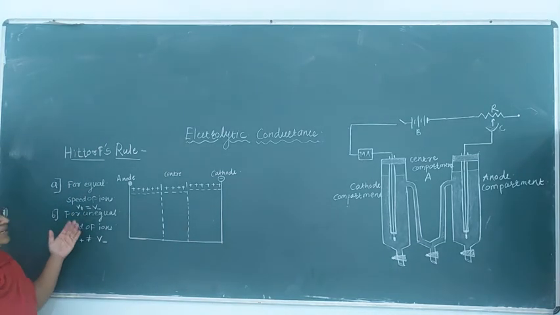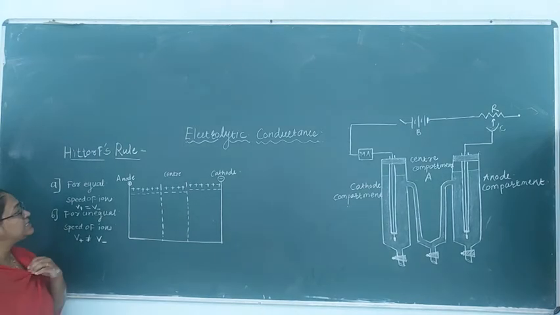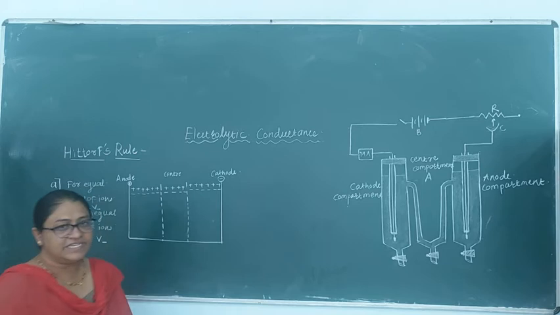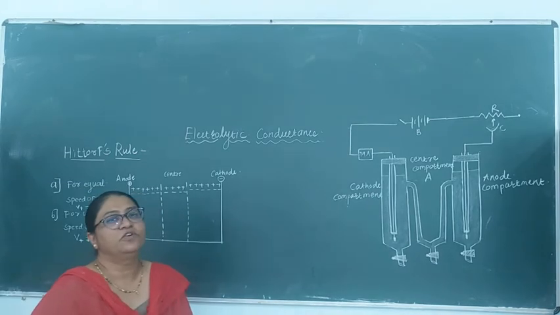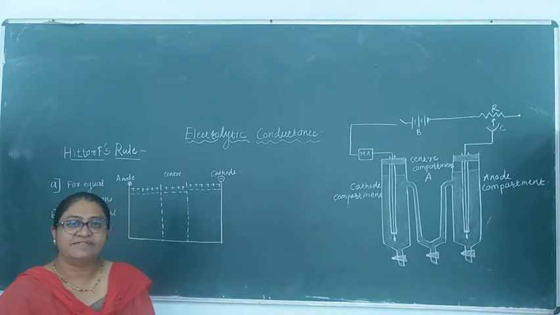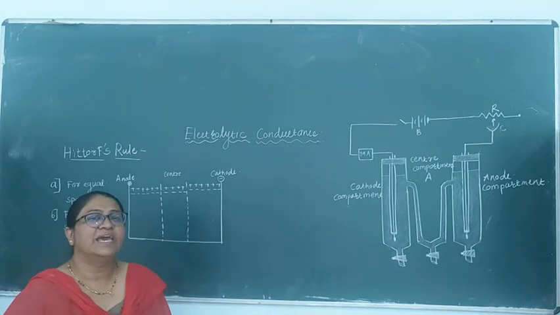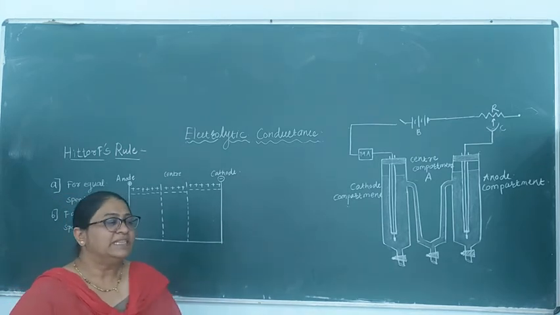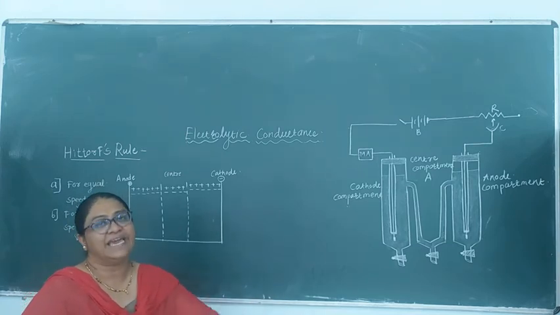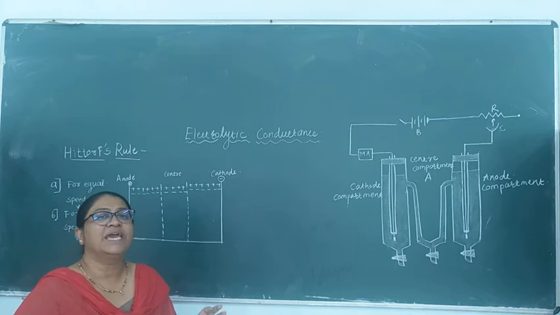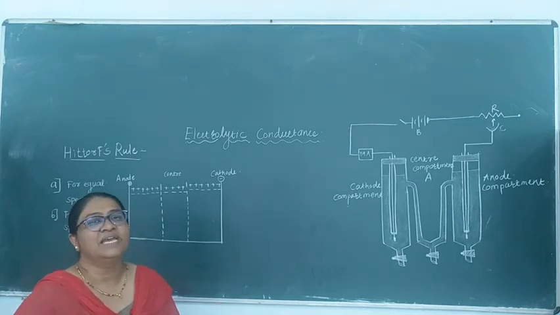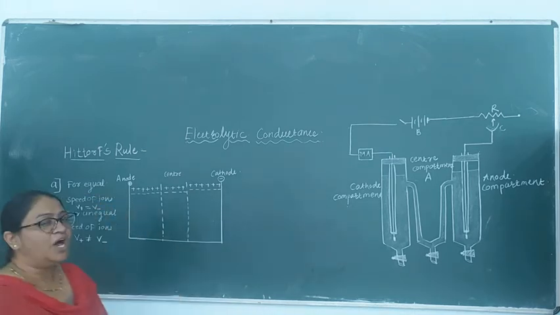Alright? The first case we will consider is for equal speeds of the ions. That means the speed of the cation and the speed of the anion are the same. While seeing the definition of the transport number, we have seen that ions of the same speed contribute equally to the total electricity carried. That means the fraction carried by each ion will be the same if both ions have similar speed. Let's see how.